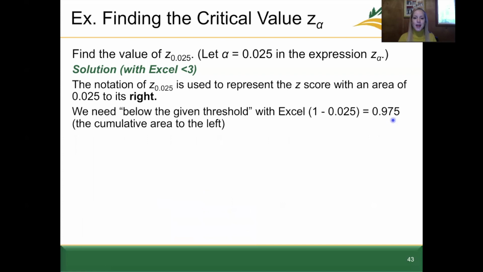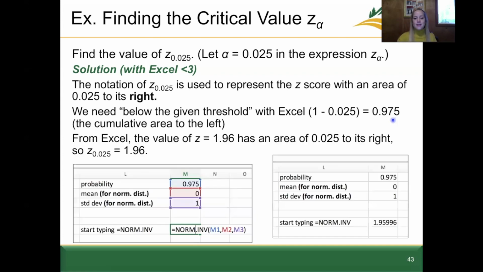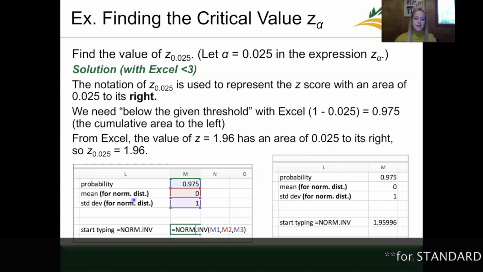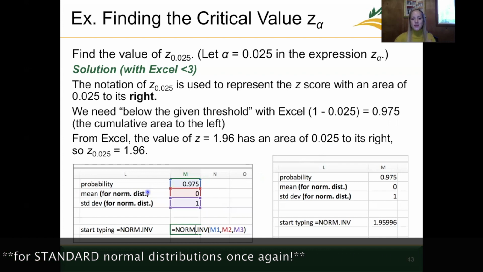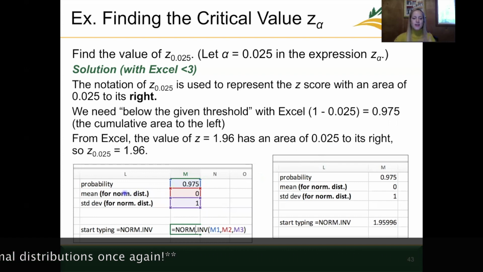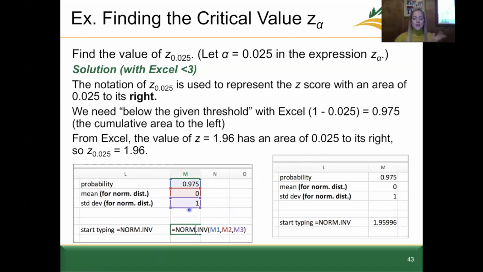Now that we know a probability value, we can use the normal inverse function in Excel where the probability value is 0.975. Our mean, as always for a standard normal distribution, is 0. Our standard deviation, always for a standard normal distribution, is 1. Then we set up our equation like this. We click enter. We get the corresponding z-score of positive 1.96.